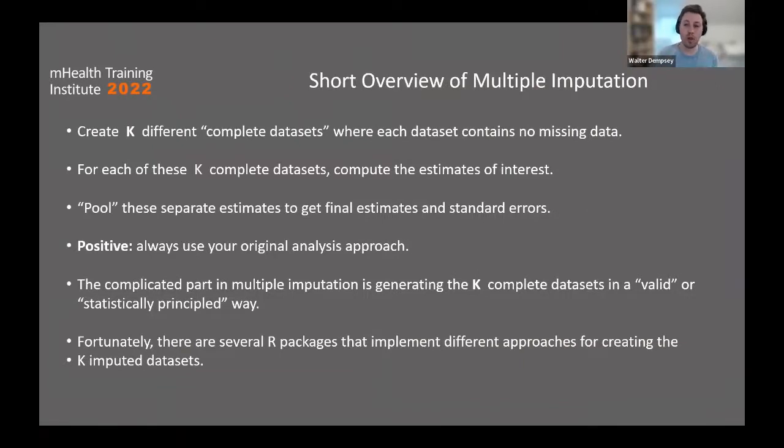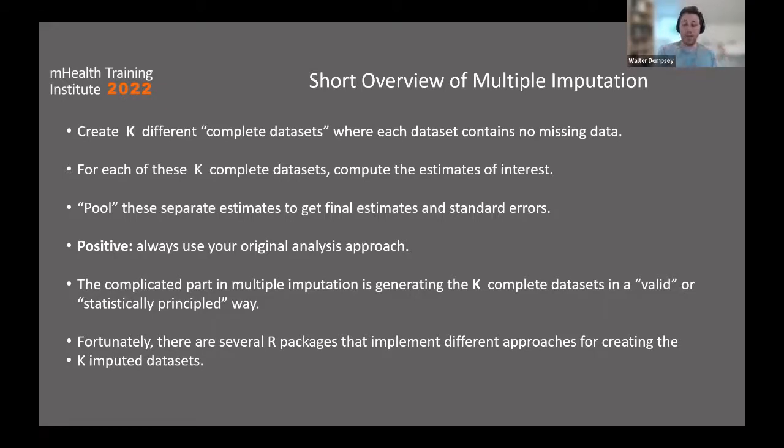So the short overview of multiple imputation, what are you going to do? Well, you're going to create K, usually 5, maybe 10 complete data sets where each data set contains no missing data. So you're going to create 5 examples of that data set I showed you before of air quality, where the missing data is filled in with different values.